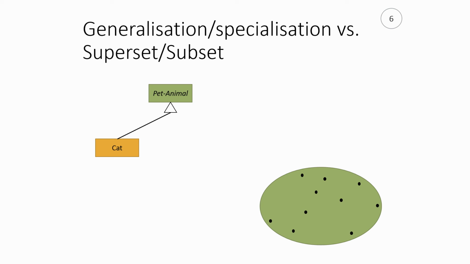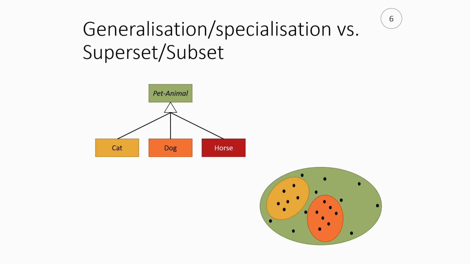But because every cat is a pet animal, this yellow set will be a subset of the green set of pet animals, like this. And likewise, the orange class dog represents an orange set of dogs, which will again be a subset of pet animals. And the same goes for the red class horses, which represents a red set of horses that is a subset of the set of pet animals.